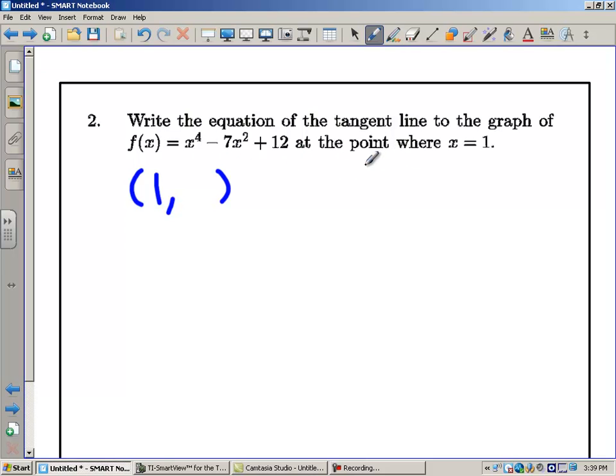So we need f of 1, and if we plug in a 1, we're going to get 1 to the 4th, which is 1, minus 7 times 1 squared, so that's just 1 minus 7, which is negative 6, plus 12 is 6. So that's the y coordinate.